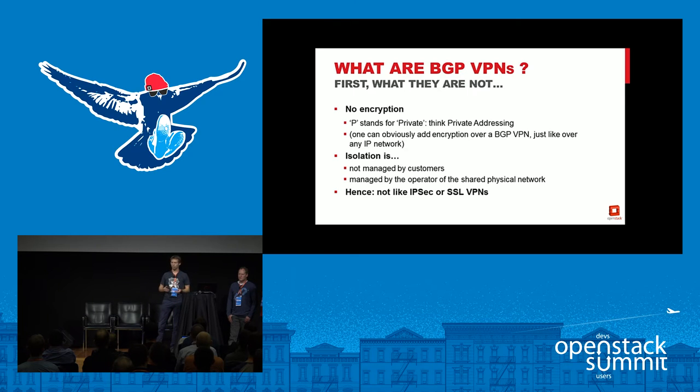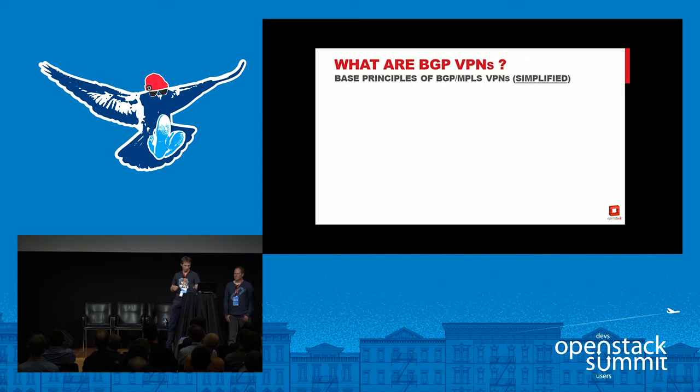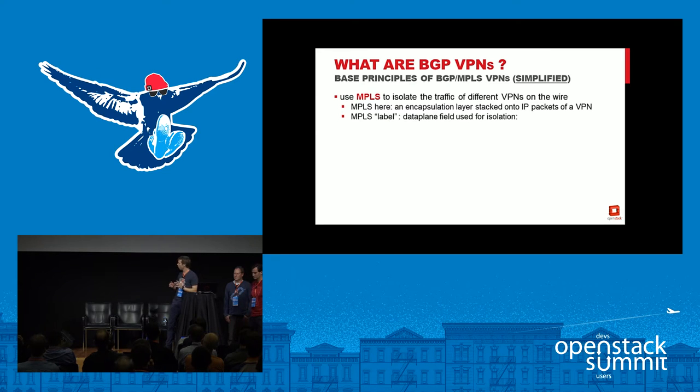And the second important difference is that the isolation provided with BGP VPNs is not managed by the customers using the virtual private networks. It's managed by the operator that operates the shared physical network, the shared physical infrastructure. So that makes these BGP VPNs very different from IPsec or SSL VPNs. So technically, we want to explain a bit. This is a very simplified one-slide explanation of how BGP VPNs work. If you want to know more, you'll have to dig into more serious documentation.